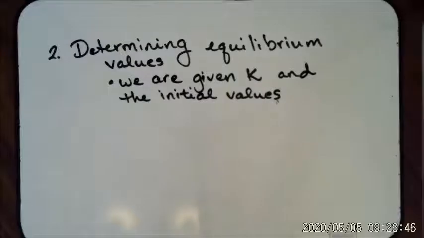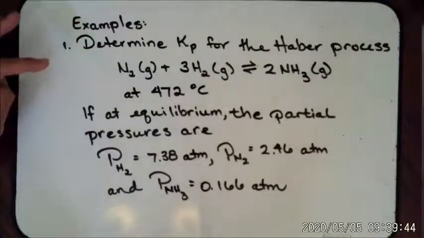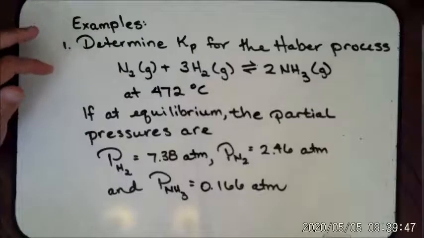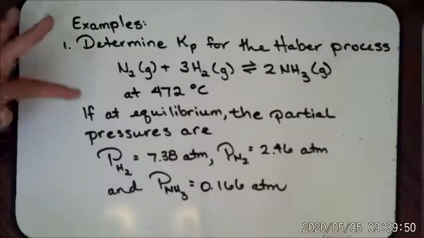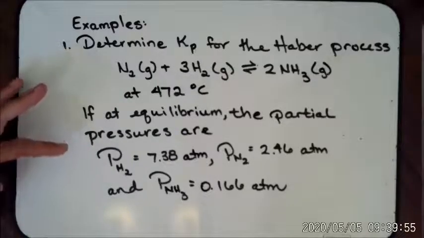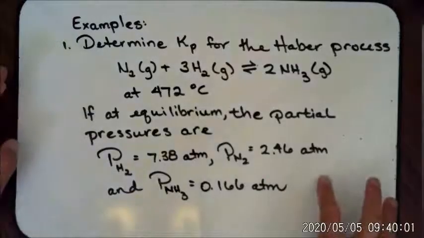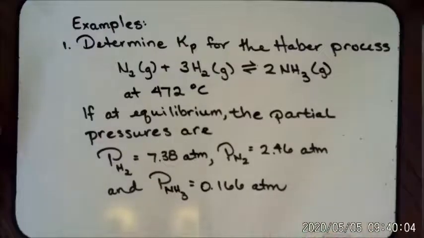All right, so let's do an example. Our first example is actually determining K, in this case Kp, for the Haber process, which is the reaction of nitrogen and hydrogen to form ammonia. This is occurring at 472 degrees Celsius. The equilibrium partial pressures are for hydrogen 7.3 atmospheres, for nitrogen 2.46 atmospheres, and for the ammonia 0.166 atmospheres. Let's go ahead and calculate Kp.